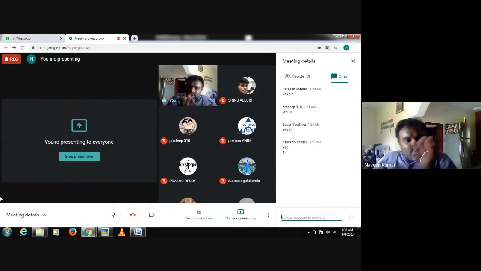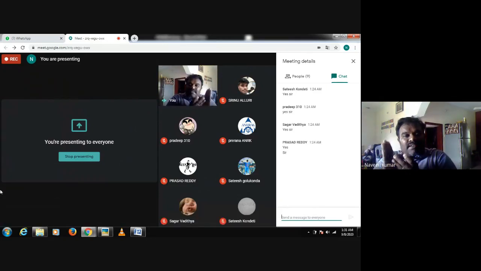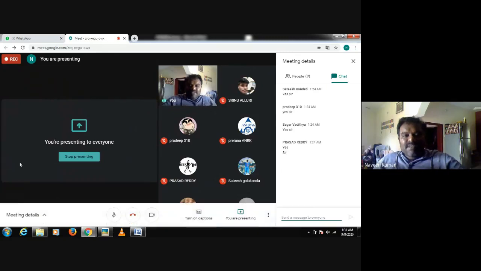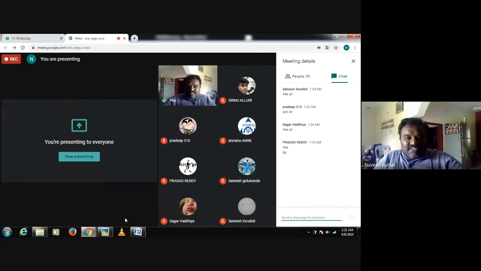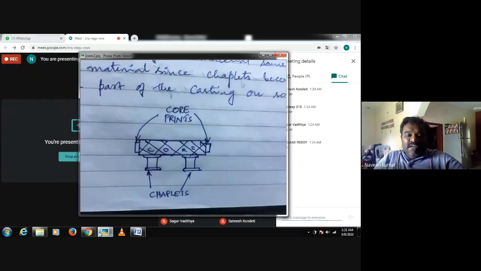And to avoid this defect, what we do is we provide supports on either sides of the core to place it appropriately within the mold cavity so that shifting of the core from its position can be avoided. And these supports, which are provided on either sides of the core, are called as core prints. What do we call them? Core prints.